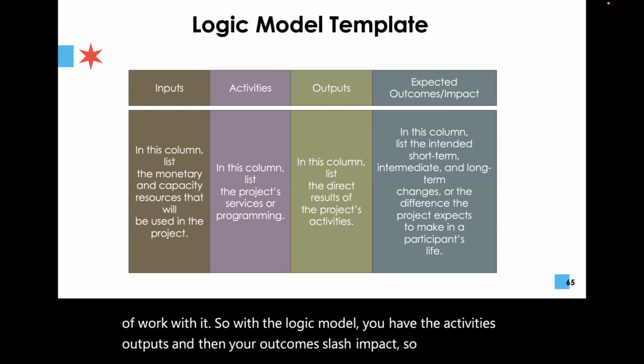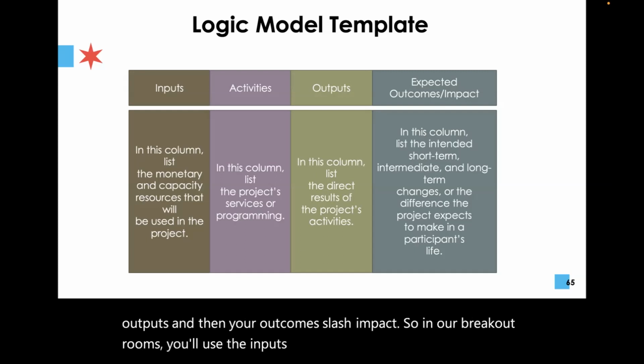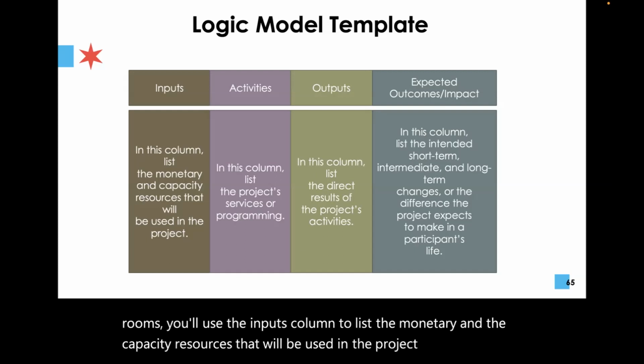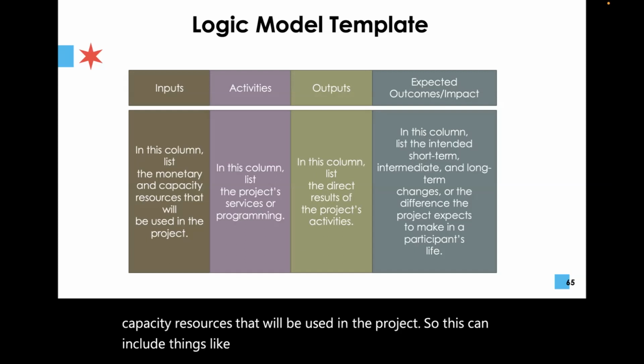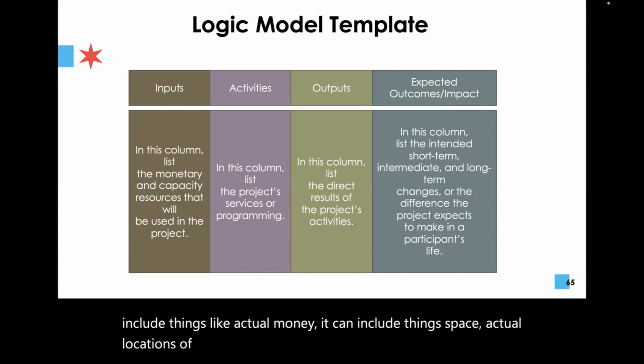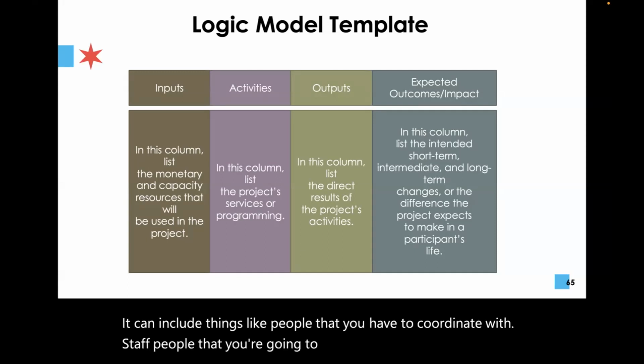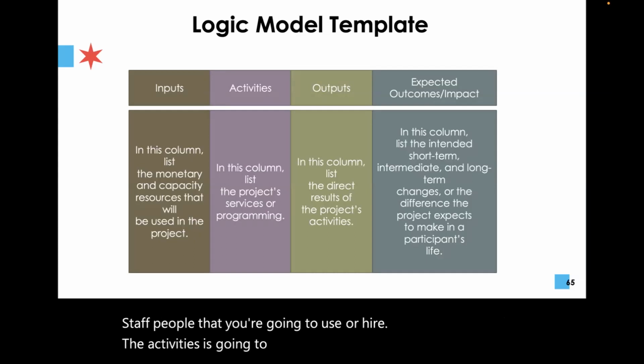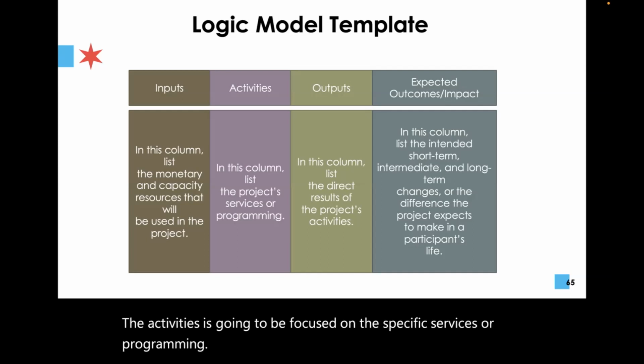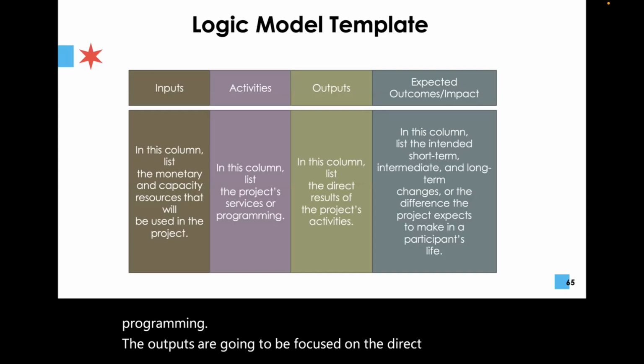So in our breakout rooms, you'll use the inputs column to list the monetary and the capacity resources that'll be used in the project. So this can include things like actual money. It can include things like space, actual locations of programming. It can include things like people that you have to coordinate with, staff people that you're going to use or hire. The activities is going to be focused on the specific services or programming. The outputs are going to be focused on the direct result of the project's activities.